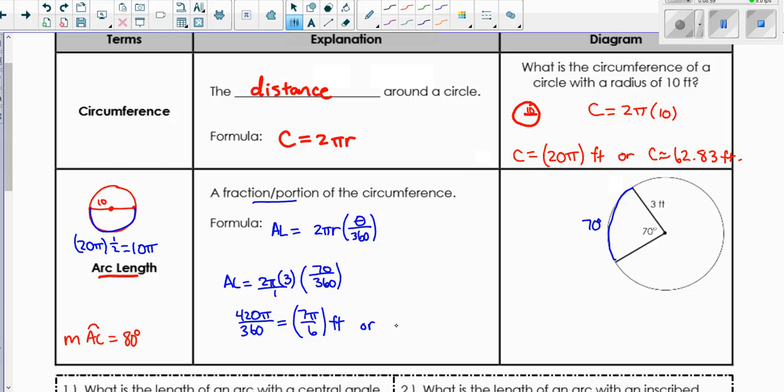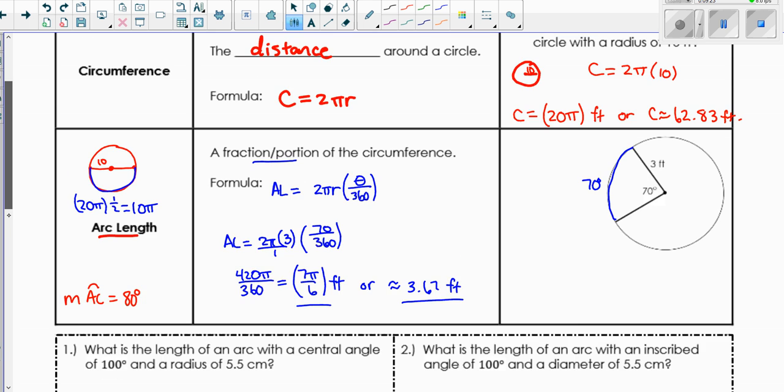Or my approximate answer, so I'm going to say about, is actually just multiplying 2 times pi times 3. Make sure you use the pi button. And then times 70 out of 360. And that gives me about 3.67 feet. So either one of these answers, depending on how the question is asked.